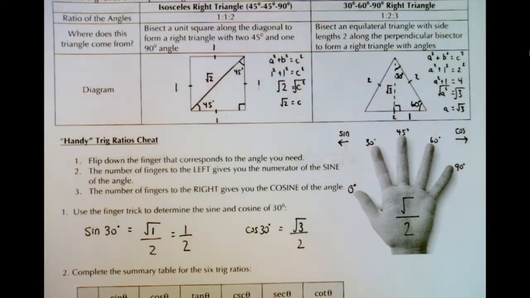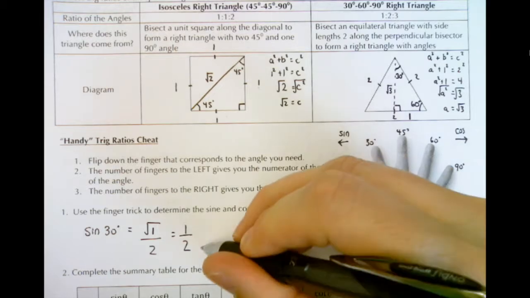Let's go check these using our special triangles. We want sine and cos of 30, so we're going to go look at the special triangle with 30 in it. And we want sine 30. Sine 30 would be opposite over hypotenuse. 1 over root 2. That one checks out.